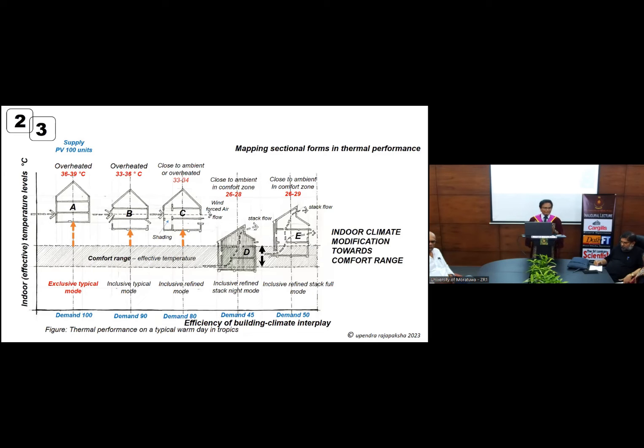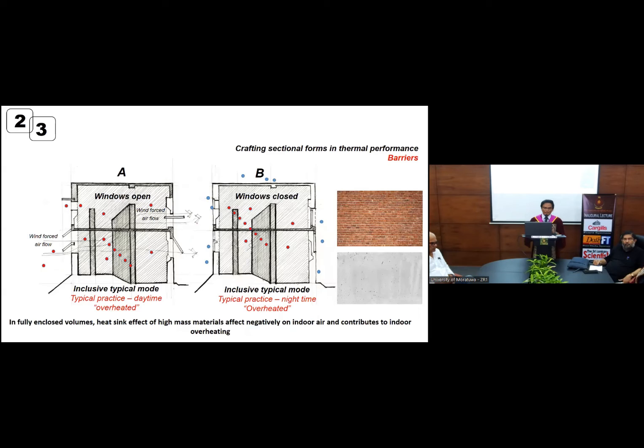So this is the scenario, the situation that we live in here in Sri Lanka at the moment. These are some of the examples of how we can overcome this situation. Now, model A is a typical scenario. It brings heat, which stagnates inside and becomes overheated, and at night you close all the windows, and then even at night it's overheated.